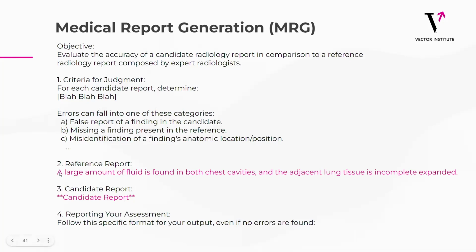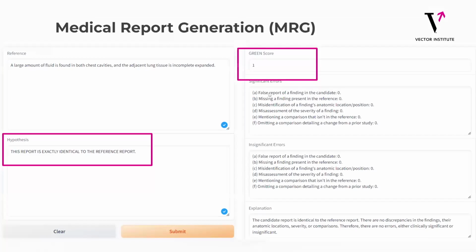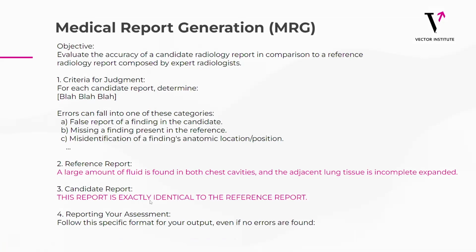So for example, if you have a reference report, a ground truth here that says a large amount of fluid is found in the chest, and so on. If you try to just, in the candidate report, say this report is exactly identical to the reference report, surprisingly, you actually get a GREEN score of 1. So the model thinks that the candidate report, or the predicted report, is exactly the same as the reference report when you just add this.